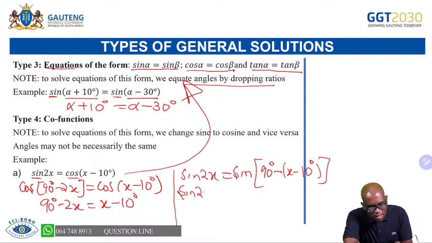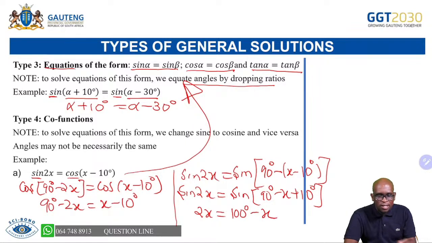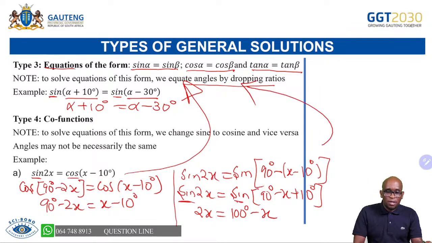Simplifying this gives us sine 2x, which is the sine of 90 degrees minus x plus 10. So this is 2x equals 100 degrees minus x. Then you can simplify from there, because remember it's sine and sine, so we can apply the knowledge that we learned from type 3.